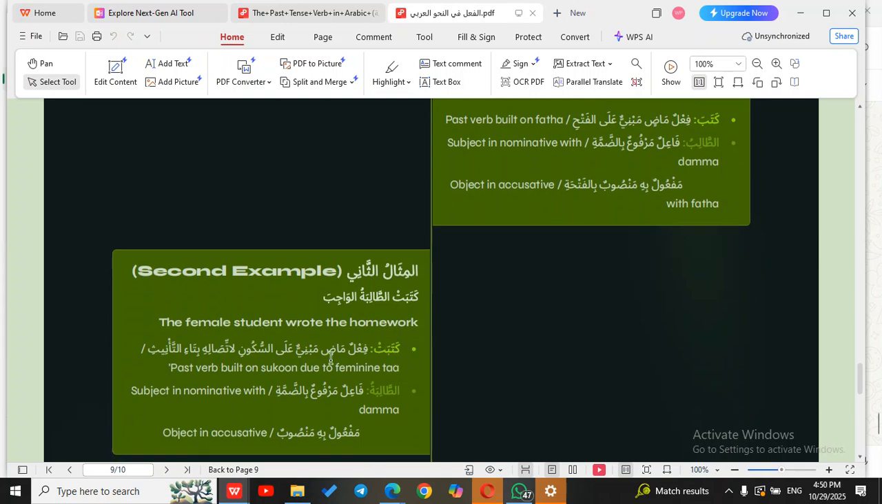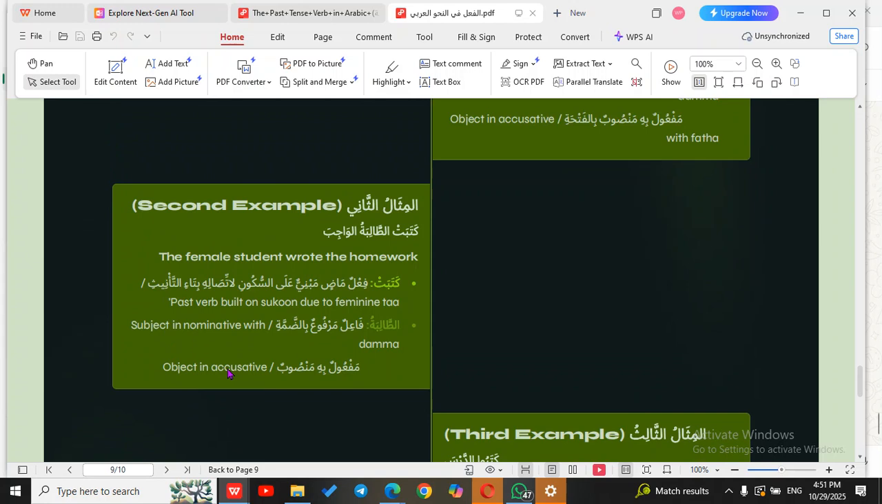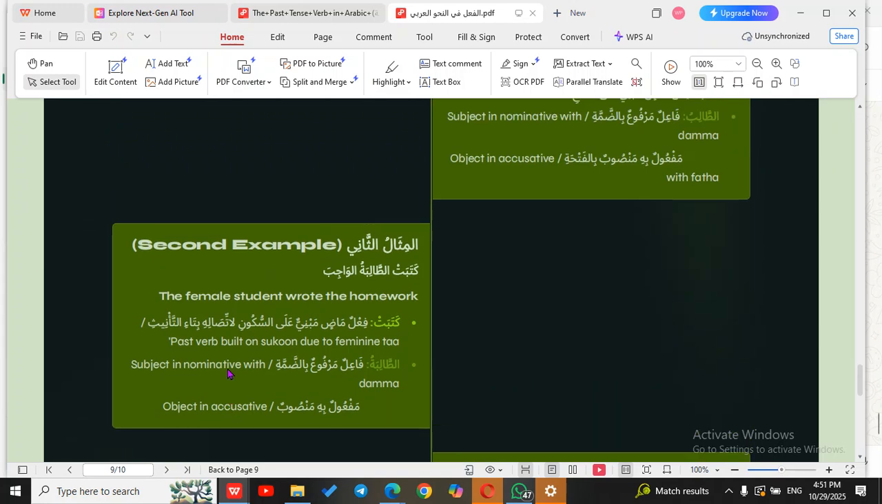So katabat fi'l madi mabni ala al-fath. It was a mistake. The right one is mabni ala sukun. The example they want to give us here is an example where we say that fi'l madi mabni ala sukun, but they made a mistake here.